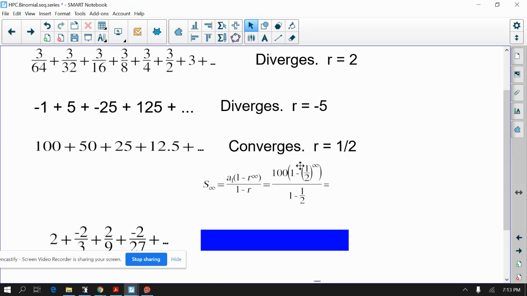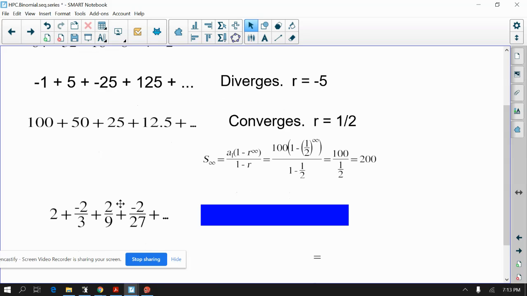So what does this simplify to? The numerator would just be 100, because in these parentheses you have 1 minus 0, so it's just 100 times 1, so it's 100. The denominator is 1/2, and 100 divided by 1/2 is 200. Now this should be kind of mind-blowing to us, and we're almost done. This is the last one.